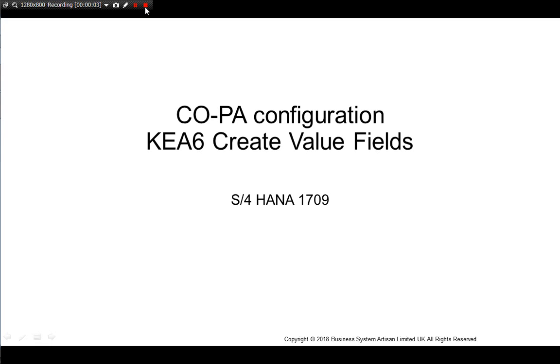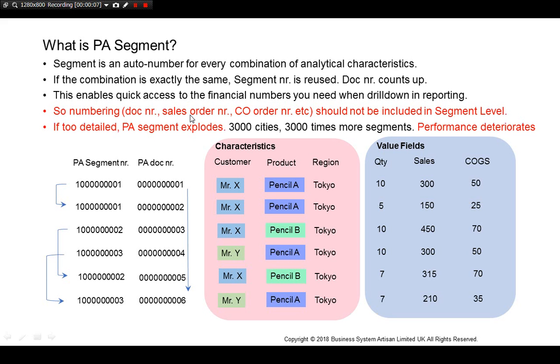Okay, now we create value fields. Once again, the COPA table looks like this, and it has characteristics and value fields. Value fields typically are quantity and sales and cost of goods sold. Of course, this is a simplified model.